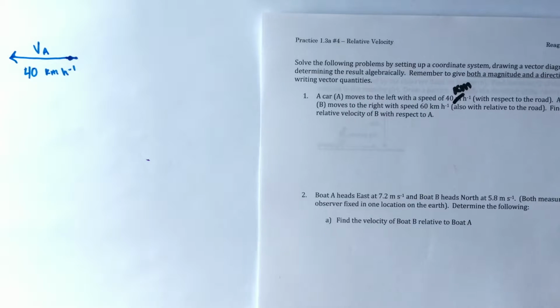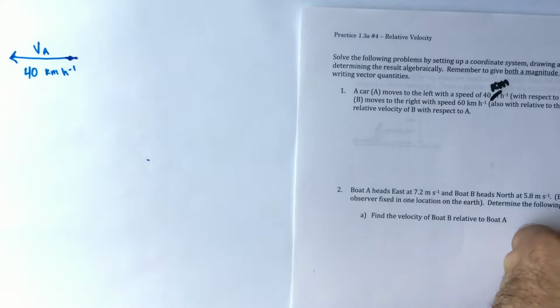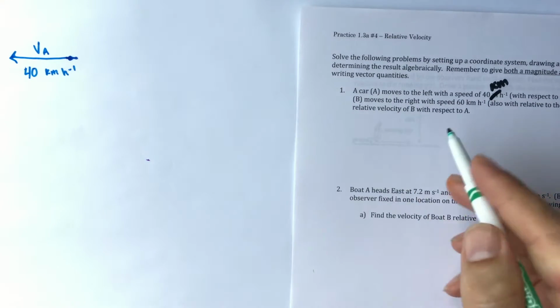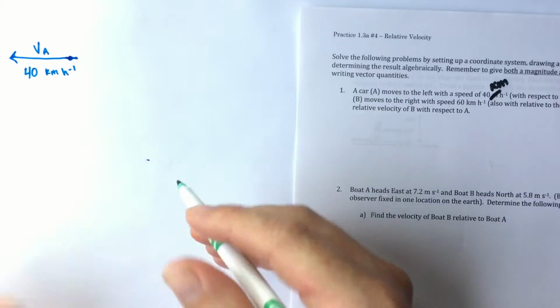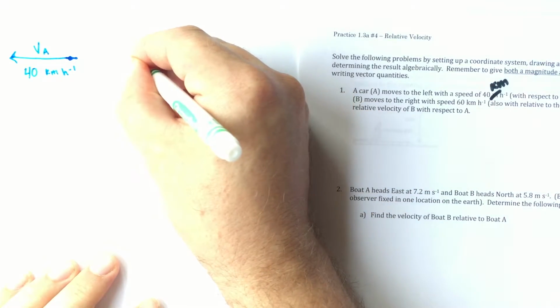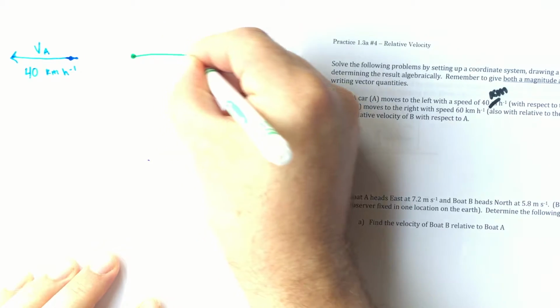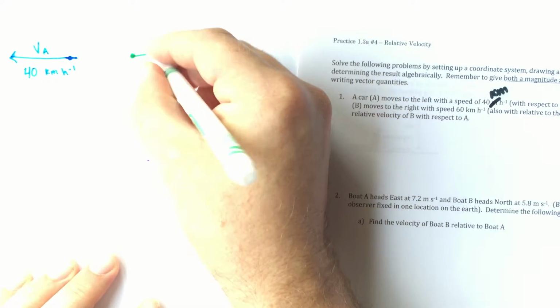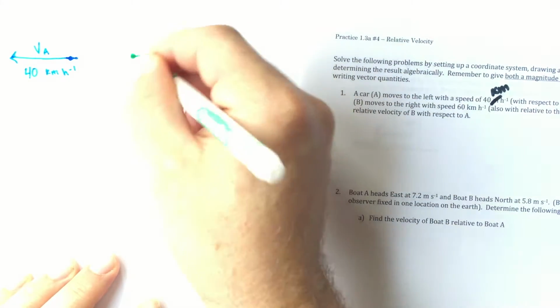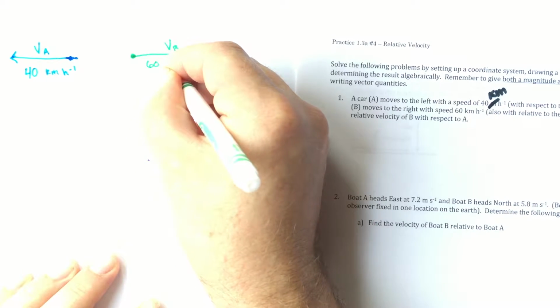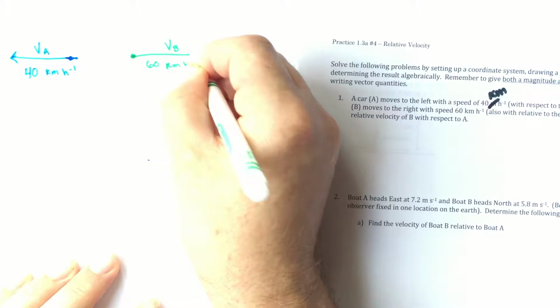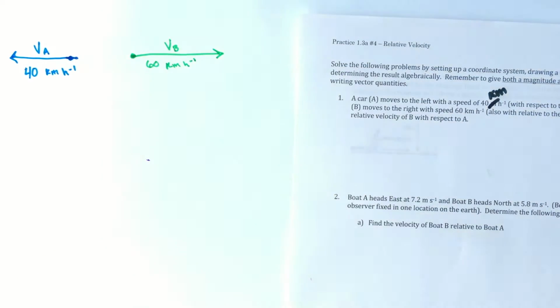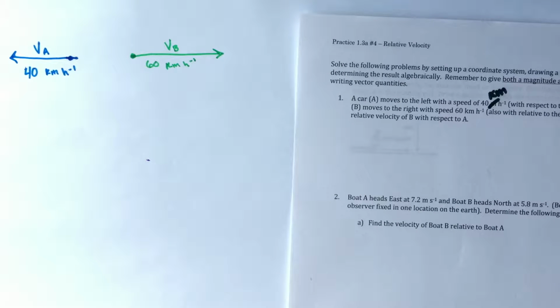All right. Another car B moves to, well, let's pick a different color, moves to the right with a speed of 60 kilometers per hour. So I'll draw B here. It moves to the right faster, so I'll make that a little longer. This is the velocity of car B, and it is going 60 kilometers per hour to the right. All right, the problem asks us to find the relative velocity of B with respect to A.